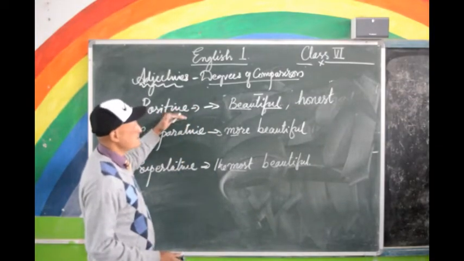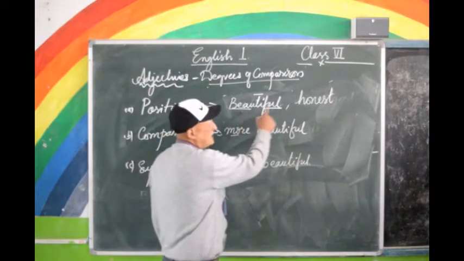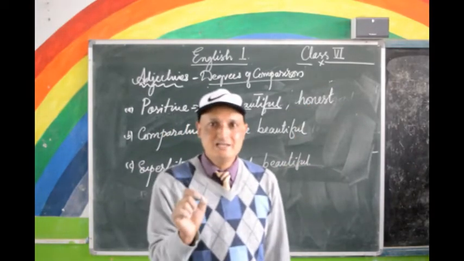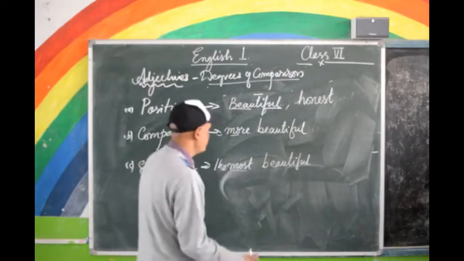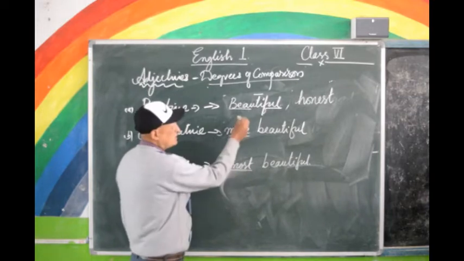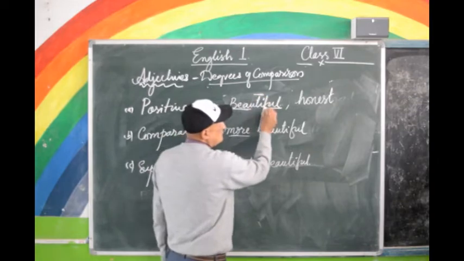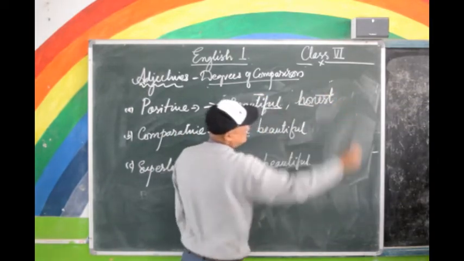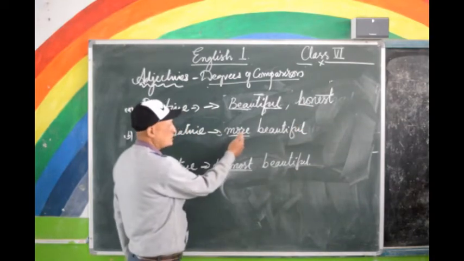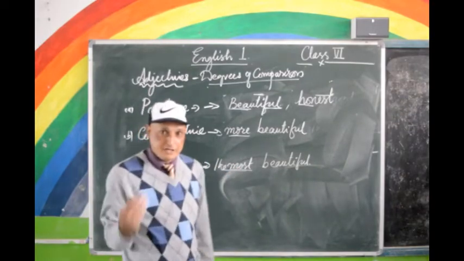The next one is there are certain adjectives such as beautiful and honest, which have more than one syllable. For these types of adjectives, we make use of more and most. When you pronounce the word beautiful, it has more than one syllable. Beautiful. Honest. So two syllables. For these types of adjectives, we make use of more in the comparative degree and most in the superlative degree.